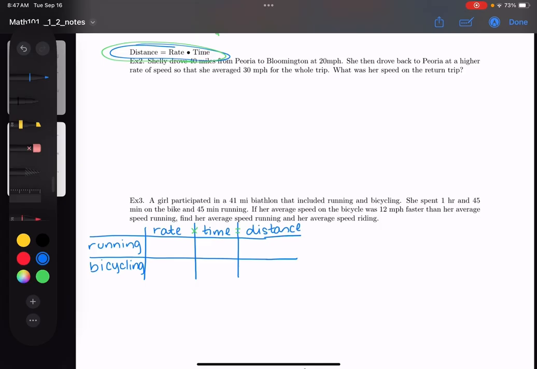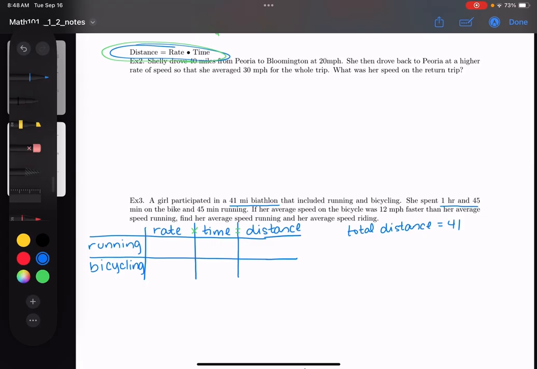So let's see what we've got so far. I know that the total distance she goes is 41 miles, so I'll keep that in mind. So total distance equals 41. That won't actually end up in the table because I don't know the distance of just running or just bicycling.